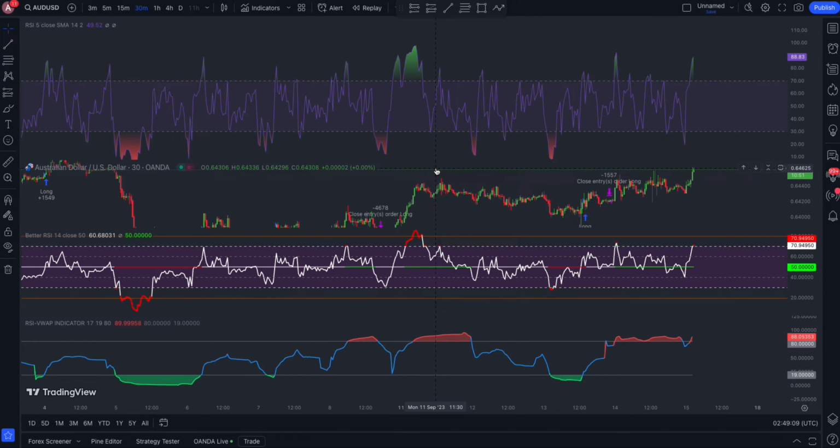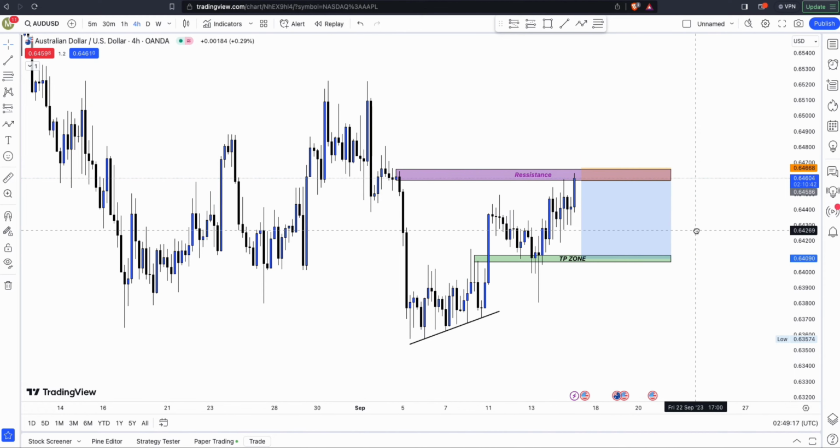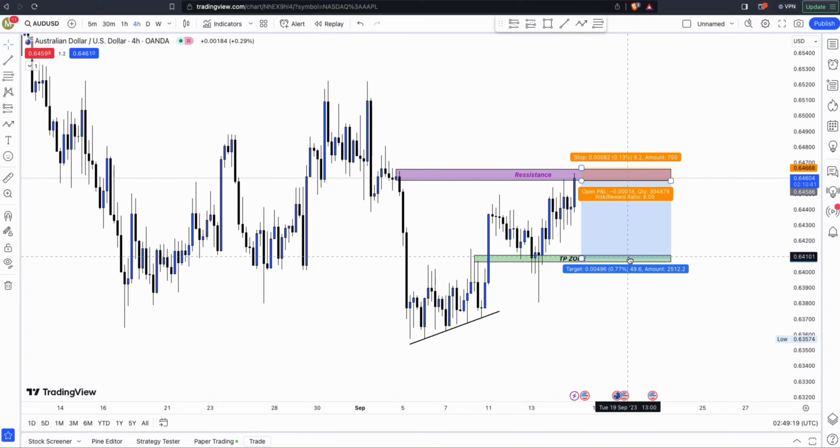And now if we click back, and we notice the price is kind of maintaining the resistance here, right? And we're gonna wait for a reversal down.